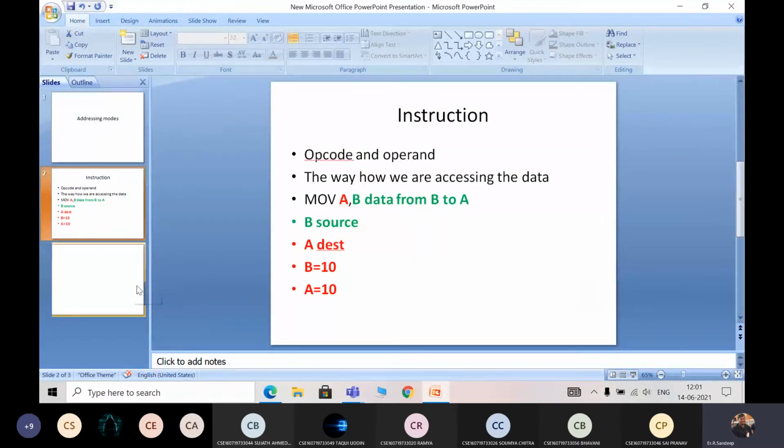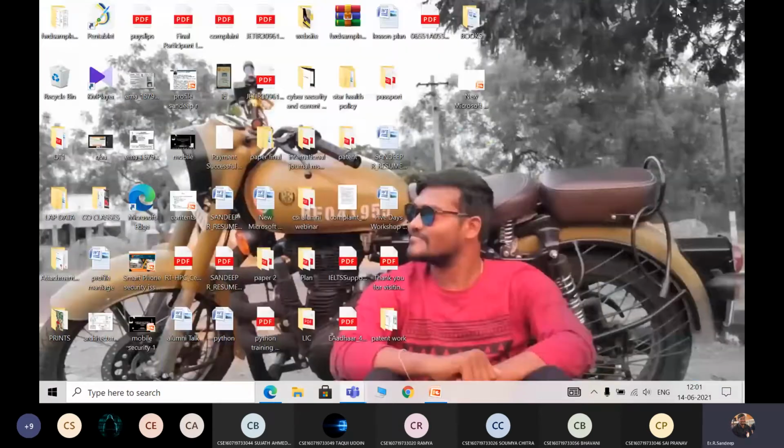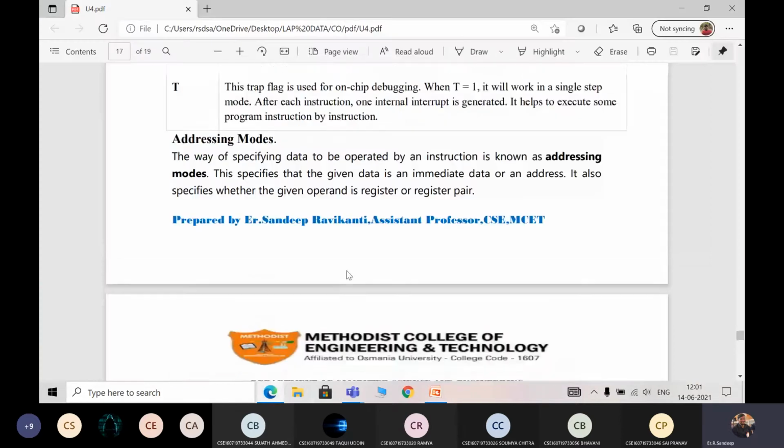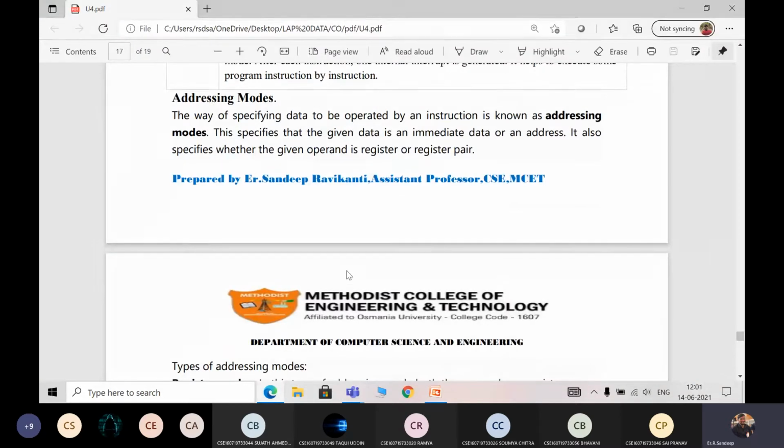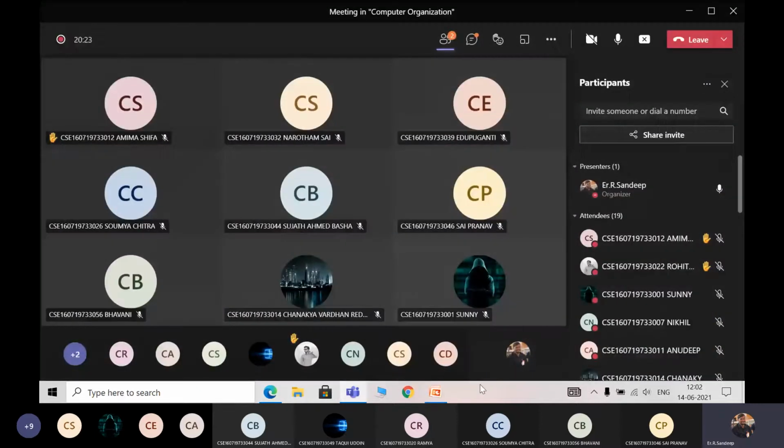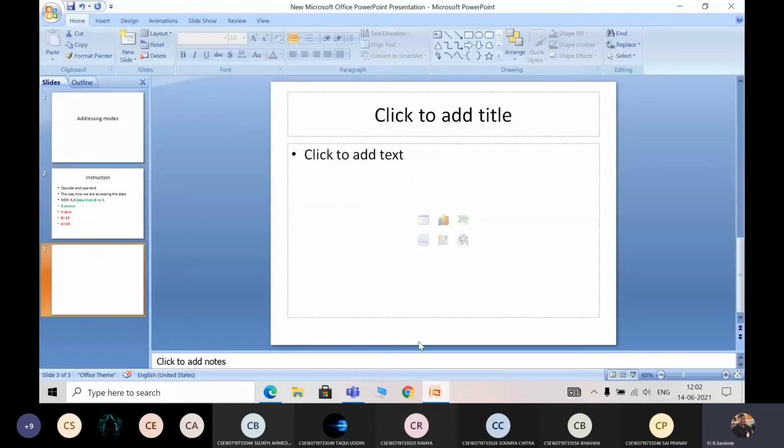Fine. Then what are the typical addressing modes supported by the 8086 microprocessor? Here is a list of addressing modes supported by the 8086 microprocessor. The way of specifying the data to be operated on by an instruction is known as an addressing mode. I already demonstrated that. This specifies whether the given data is an immediate value or an address. If you are giving immediate, we should specify the data.